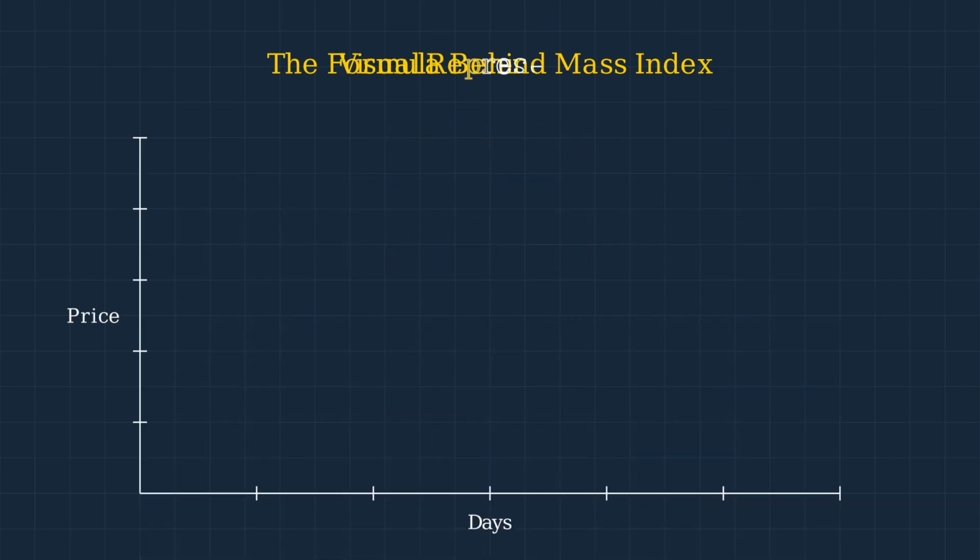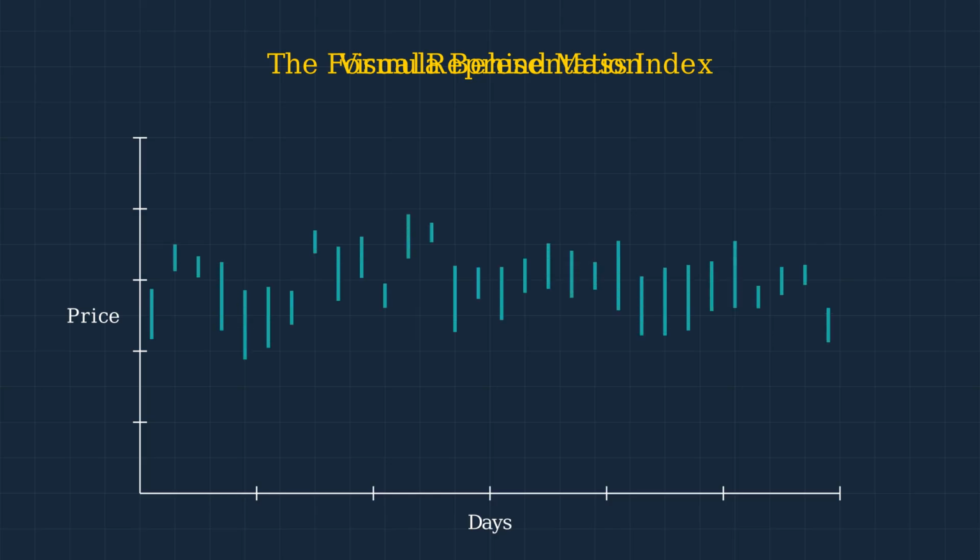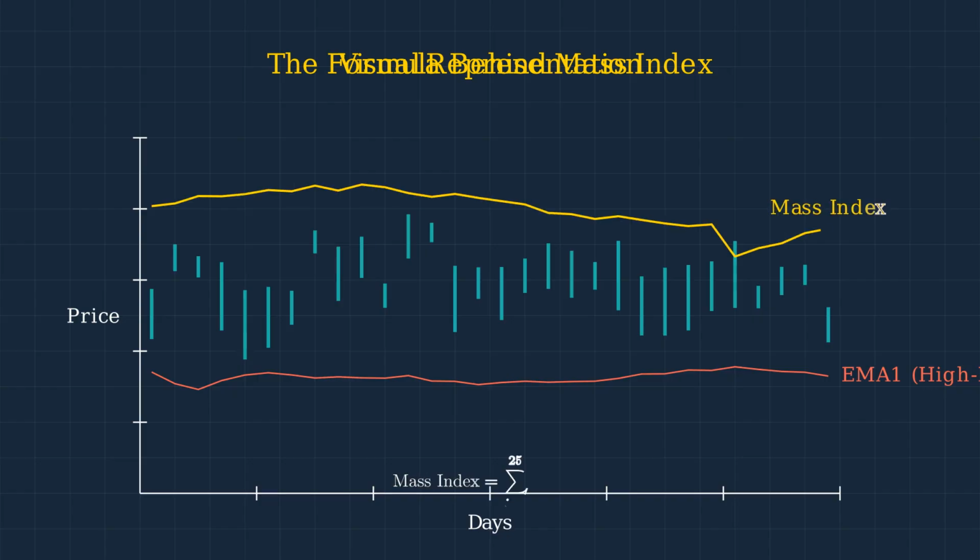Let's visualize how the mass index formula works with price data. Here we see the daily high-low price ranges represented as vertical bars. The first step calculates the 9-day exponential moving average of these high-low ranges. After calculating a second EMA and finding their ratio, we sum this ratio over 25 days to get the mass index value. The mass index rises when the difference between the two EMAs increases, which typically happens during periods of changing volatility.